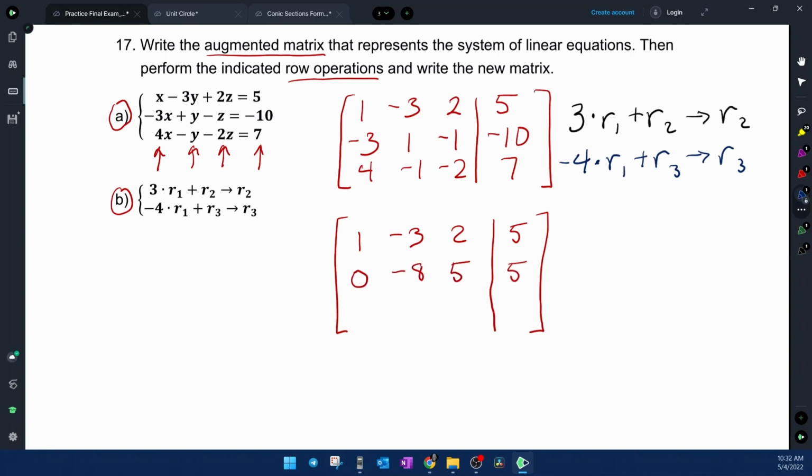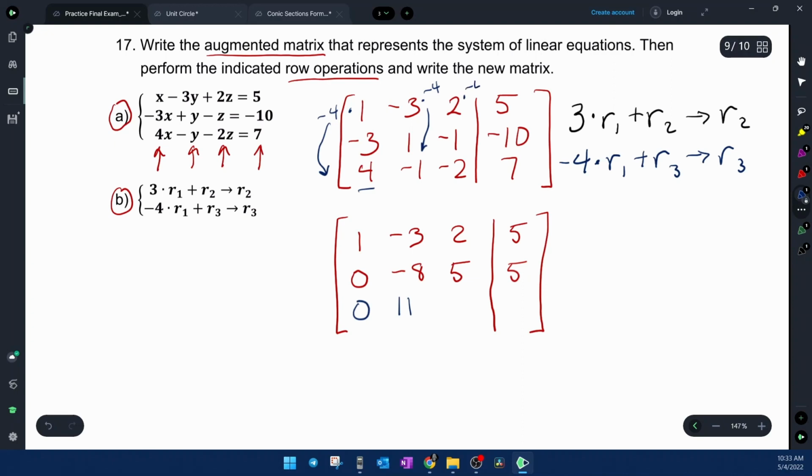And for the next row operation, now we're going to take row 1 multiplied by negative 4, and whatever that is, added to the corresponding element in row 3 to get a new row 3. Here we go. 1 times negative 4, that is negative 4 plus 4 is 0. Again, negative 3 times negative 4 is 12. 12 minus 1 is 11.